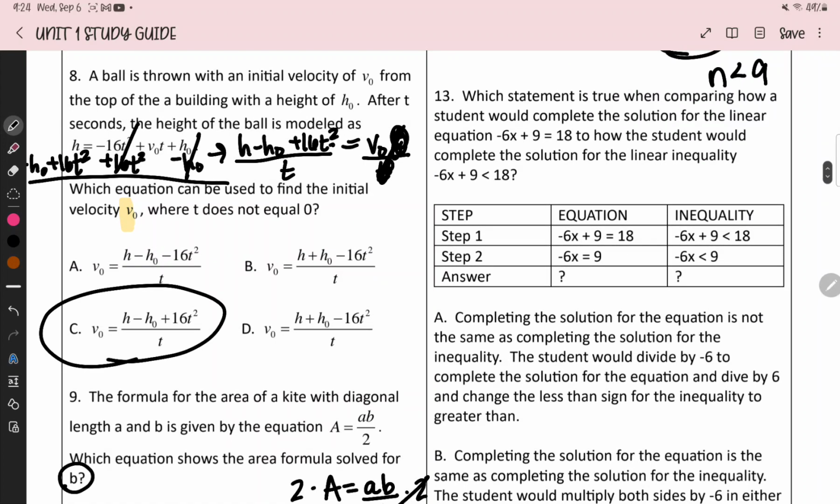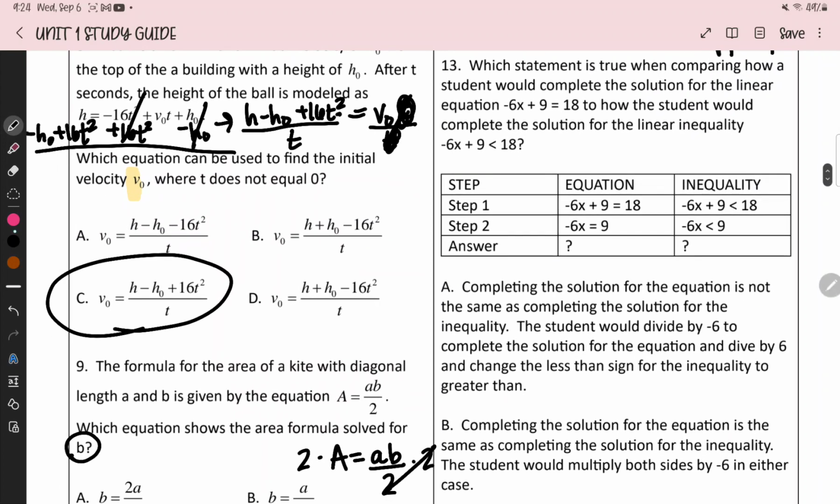Alright, this one is talking about, how would you answer this? What would be the next step here? So what you would do is you got to divide by negative 6 on both of them, right? So I've got to divide by negative 6 here and over here.